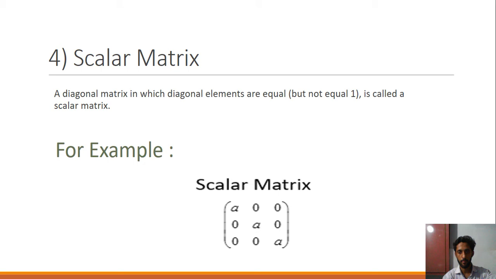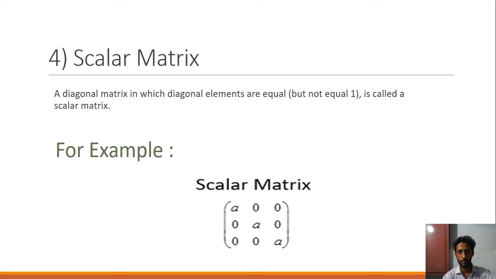A scalar matrix. Now a scalar matrix first of all should be a diagonal matrix, and also we know that a diagonal matrix should be a square matrix. So a diagonal matrix in which diagonal elements are equal but not equal to 1 is called a scalar matrix.